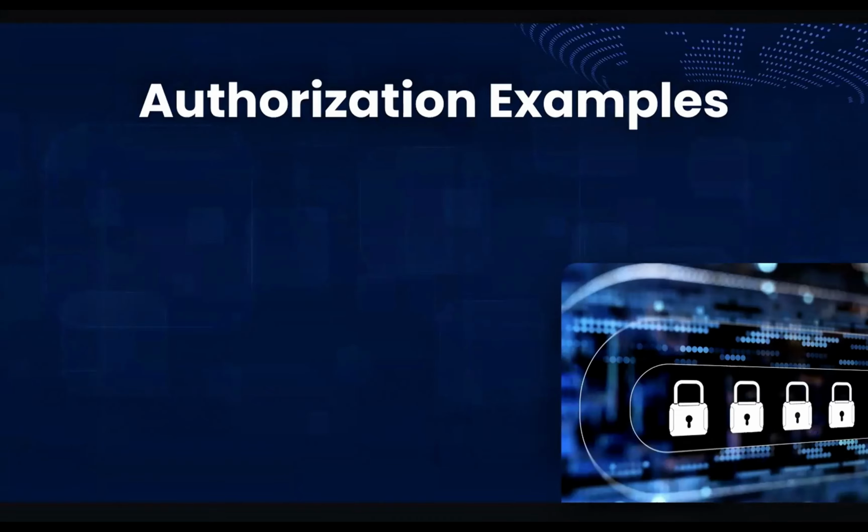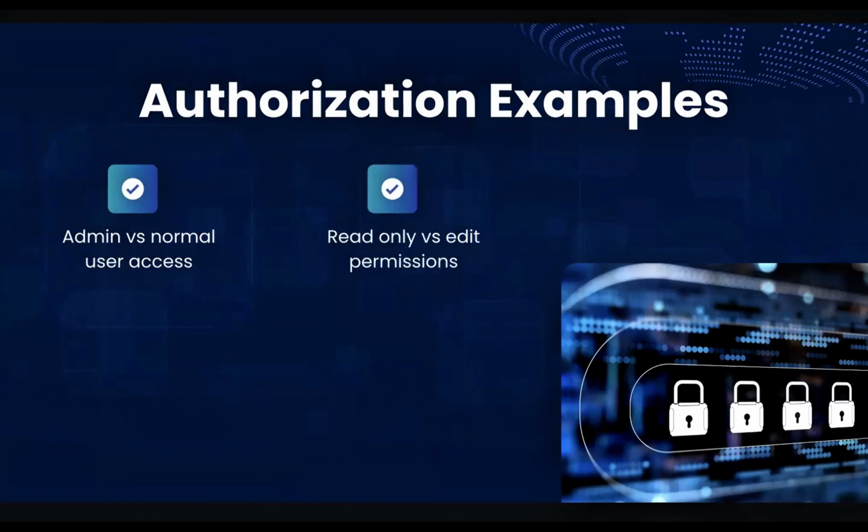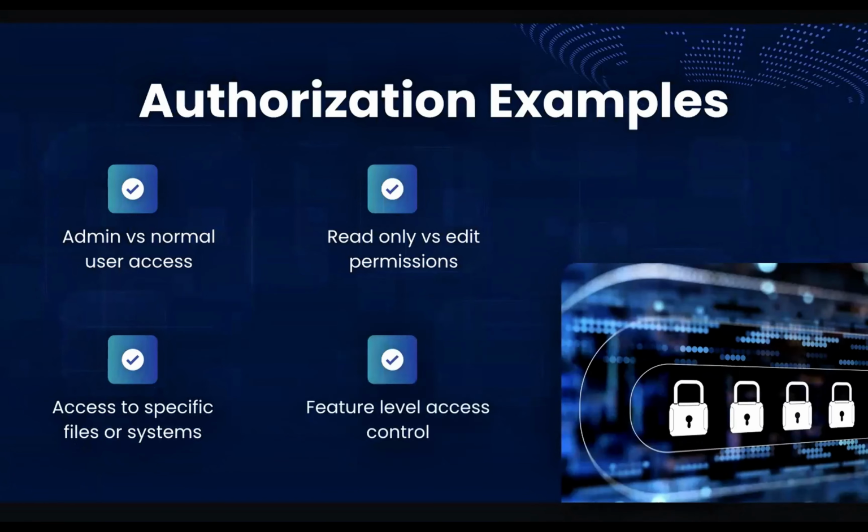Let's consider some examples of authorization. Authorization defines boundaries inside systems. So some examples are admin access versus normal user access, read-only versus edit permissions. That is, some users might just have read-only access and some users might be able to edit. Another one is access to specific files or systems, and we also have feature-level access control. There might be some features that a particular user has and another user does not have. Maybe a manager in a company has access to a particular feature and just an entry-level employee in that same company does not have access to that feature.